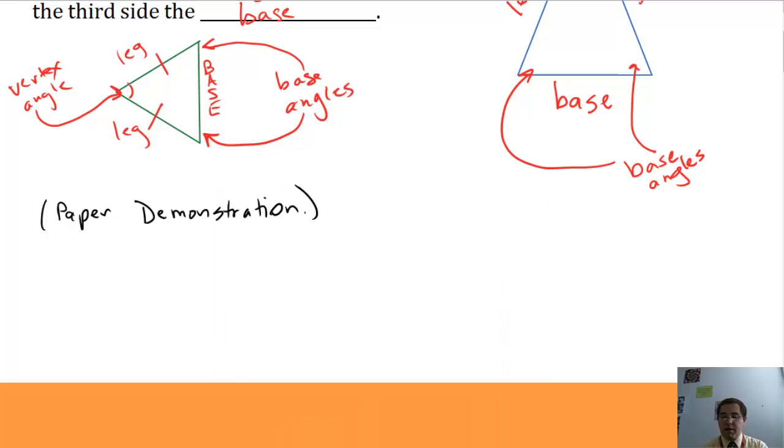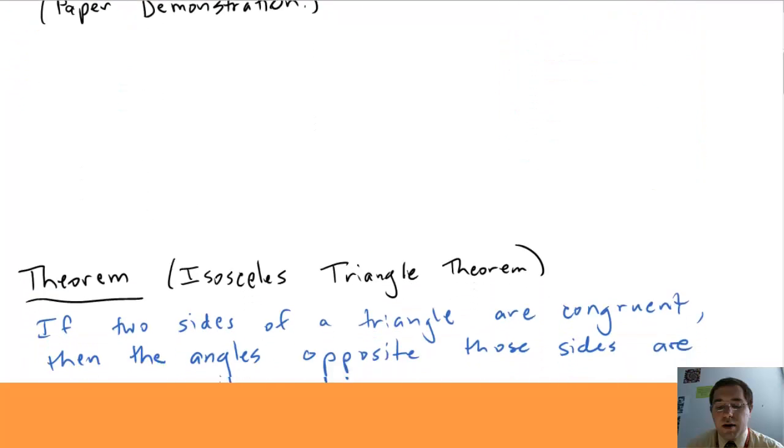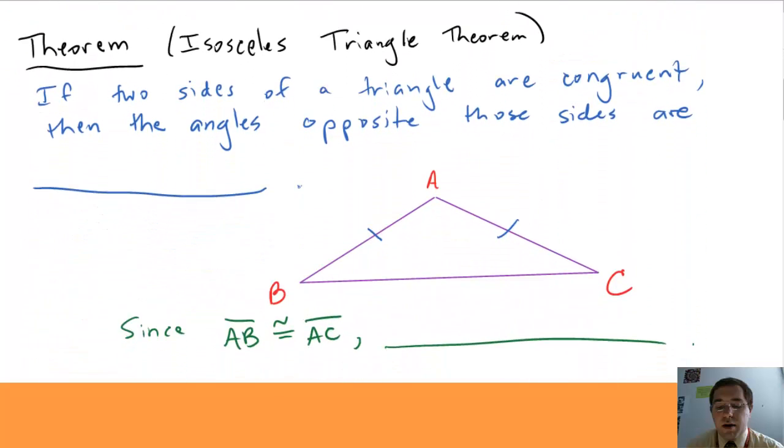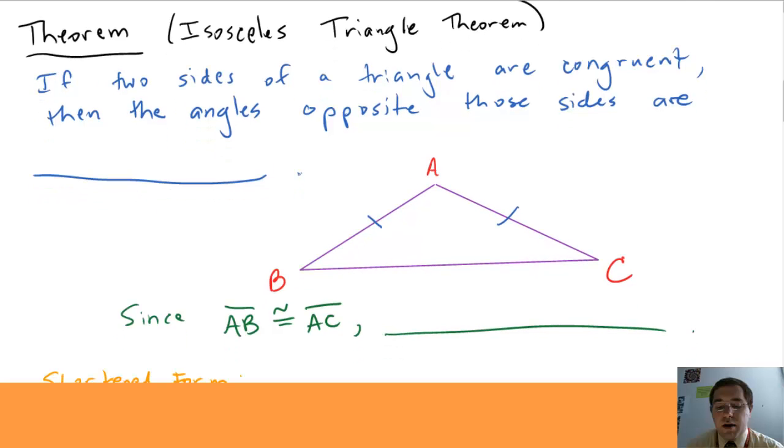So we're going to state that as a theorem. A theorem that's so important to give it a name. We call it the Isosceles Triangle Theorem, for obvious reasons. It says, if two sides of a triangle are congruent, then the angles opposite those sides are, well, what did we just say about them? We said they were congruent. If two sides of a triangle are congruent, then the angles opposite those sides are congruent.